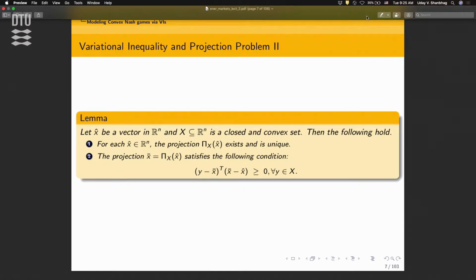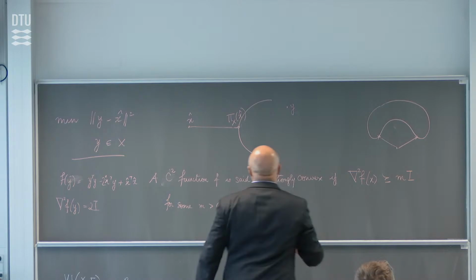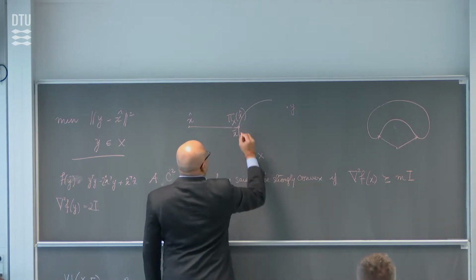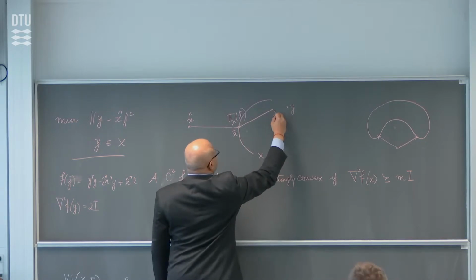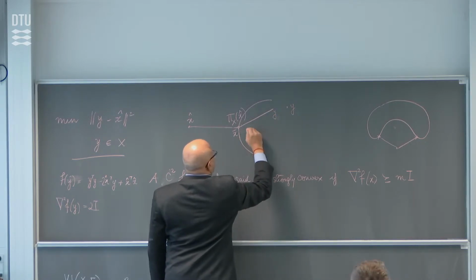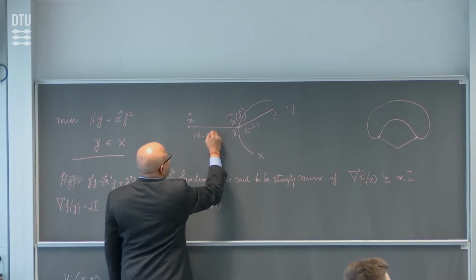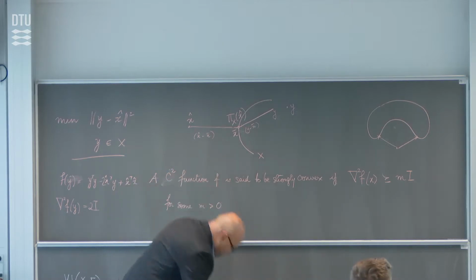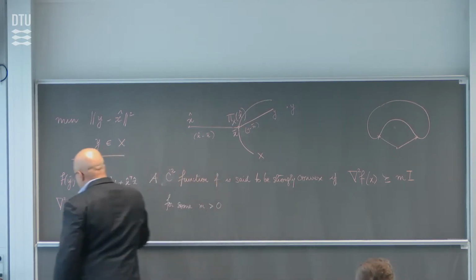So now let's think about this problem. This is x, this is y, and look at x bar, this point. So this is y minus x bar, and this is x hat minus x bar.